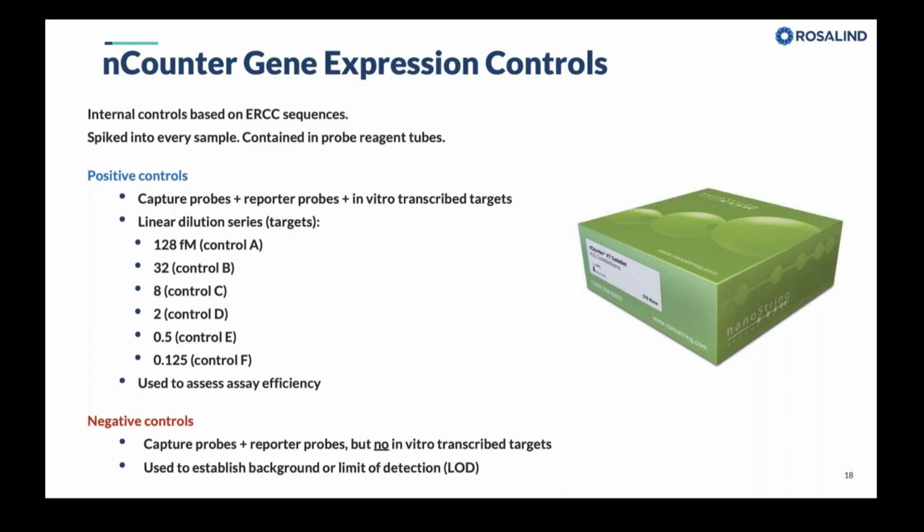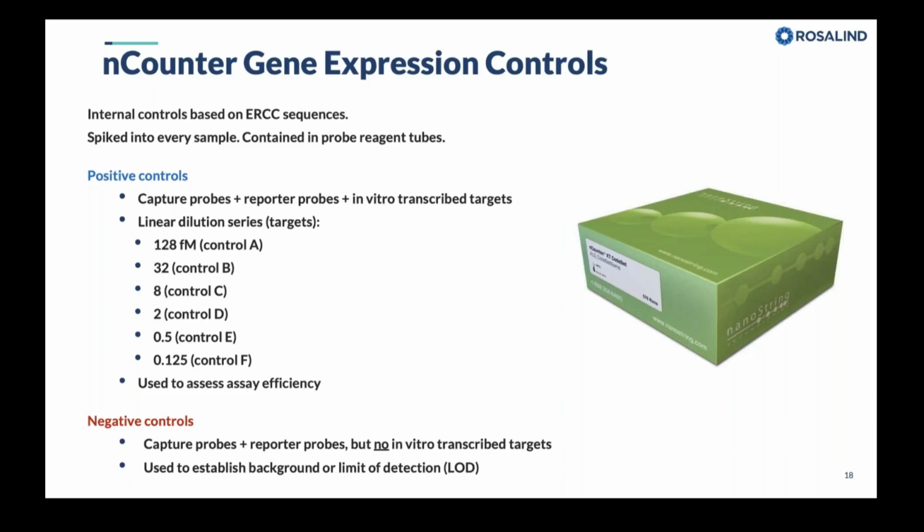It's a linear dilution series from 128 femtomolar down to 0.125. When we start looking at the data, the positive controls are lettered A through F. A is the highest concentration, F is the lowest concentration. And we can use this information to essentially assess assay efficiency. I'll show you what that looks like. On the other hand, we have negative controls. The way these are formulated is that you design a capture probe and a reporter probe against these ERCC sequences, but there's actually no synthetic target present in the assay. So by looking at this information, you can establish your background signal or your limit of detection.